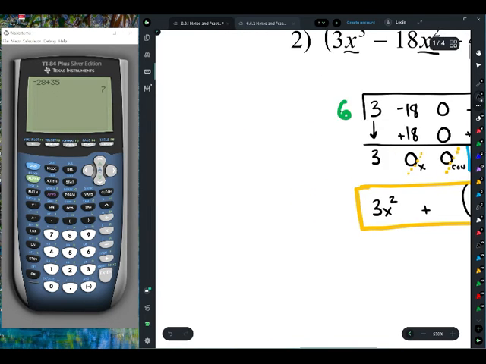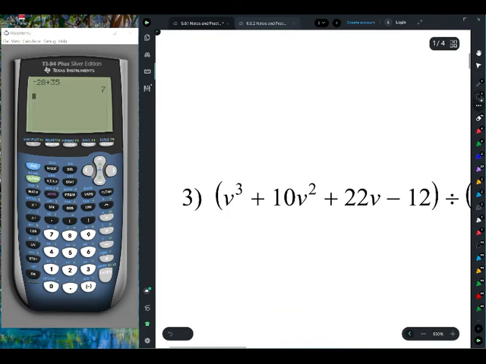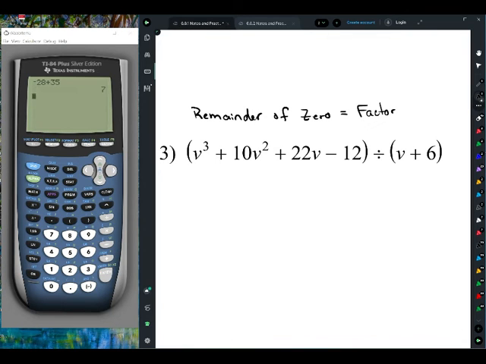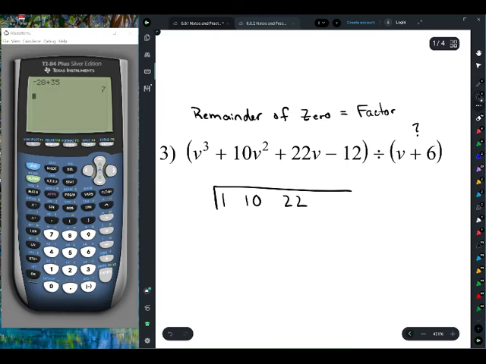What we're going to end up doing is actually solving through these. And the key thing with solving, if you remember, is a remainder of 0 means factor. So we're going to check this number 3 to see, is v plus 6 a factor of this polynomial? We check that with polynomial division, and quickly with synthetic division. This time a negative 6 goes out front because that's the opposite.